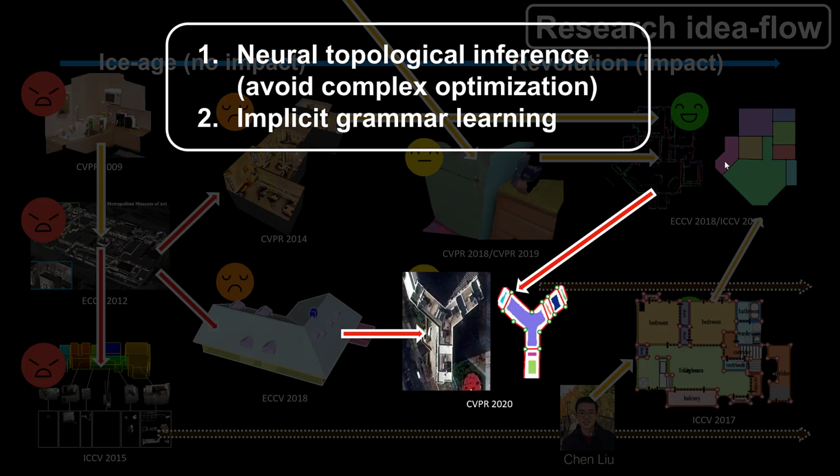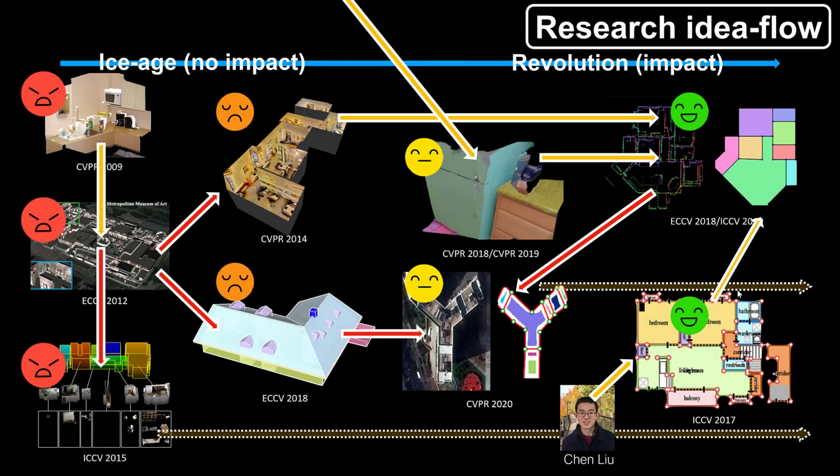Engineers are going to be angry because it's very complicated. It's difficult to really do right. So we have some neural ways of doing topological inference without using complex optimization. And also explicit shape grammar was bad. So we are really trying to exploit some implicit shape grammar learning. This happened. Although the impact goes down, hopefully it leads to something good in the future. So this is really my research idea flow.